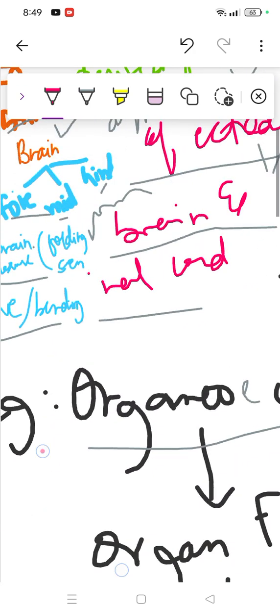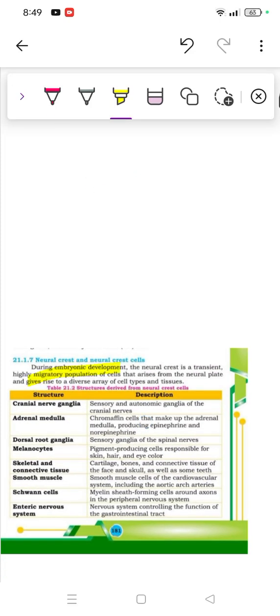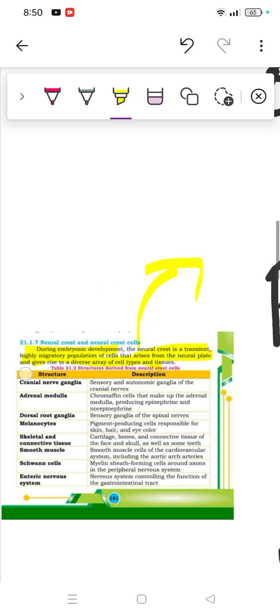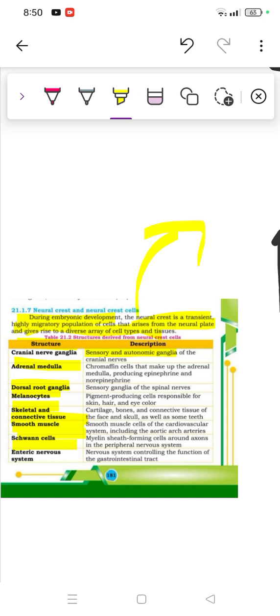So let's see what's written in the book. Okay, so during embryonic development, the neural crest, a highly migratory population of cells, arises from the neural plate and gives rise to diverse cell types and tissues. There are so many things we need to look into during embryonic development. They arise from the neural plate and give rise to cranial nerve ganglia, adrenal medulla, dorsal root ganglia, skeleton, connective tissue, smooth muscle, Schwann cells, and the enteric nervous system.